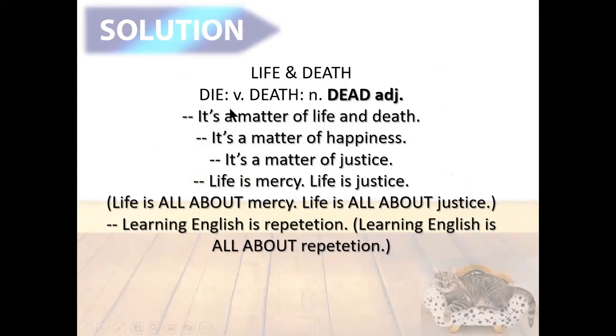Die means verb. Death means noun, and dead is adjective. Okay. It's a matter of life and death. Life is also a noun. We cannot use die and dead here, for example. Dead animal, dead is an adjective. But death we use, it's a matter of noun again. It's a matter of life and death.